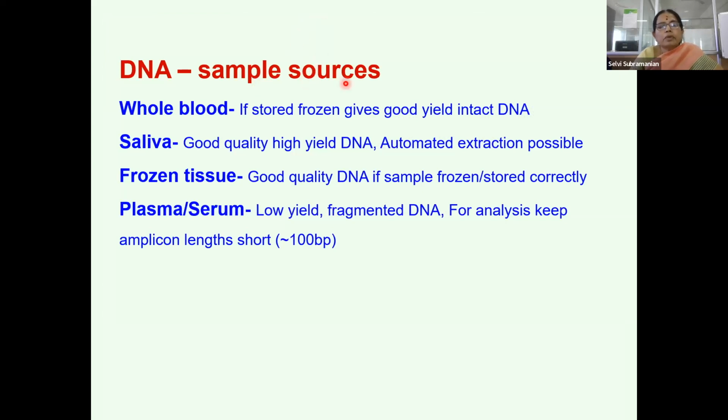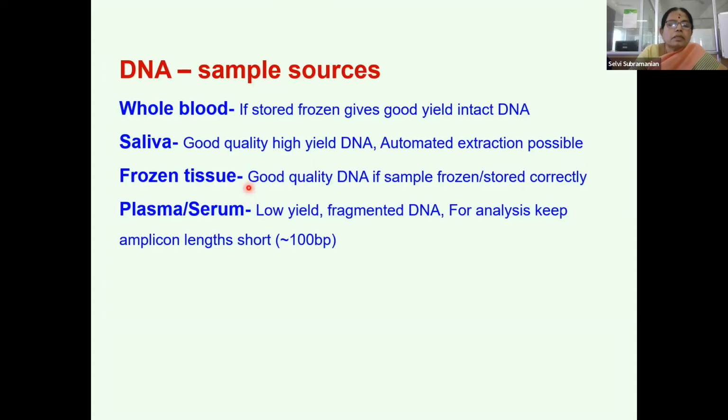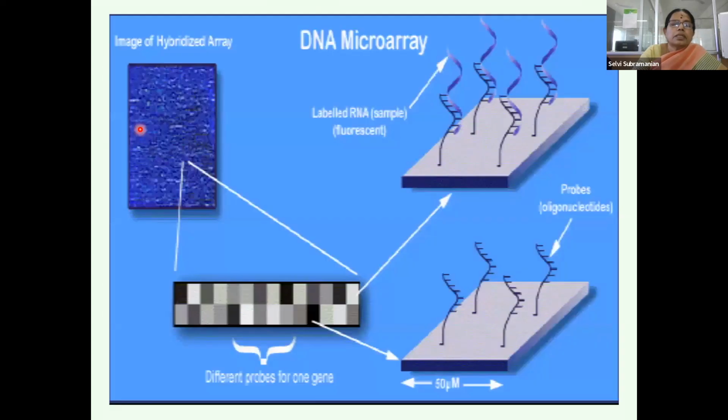The DNA samples from human beings can be from whole blood, saliva, frozen tissue, plasma, or serum. Some of them, like frozen tissue, sometimes need an invasive procedure to get the tissue. Saliva has dead tissue from the buccal cavity, so that is why we use that. DNA microarray is a technique which helps us identify the single nucleotide polymorphism, which we call SNP microarray. When it is a cDNA microarray, that will tell the expression of a particular gene.